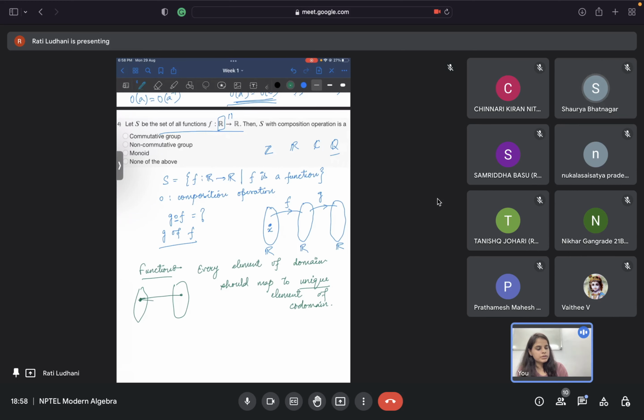if you have any element, it is mapping to two elements. That could happen in a relation, but not in a function. Function means every element should map to a unique element. There should not be something like in any other relation. It should not be there. It's just one element.